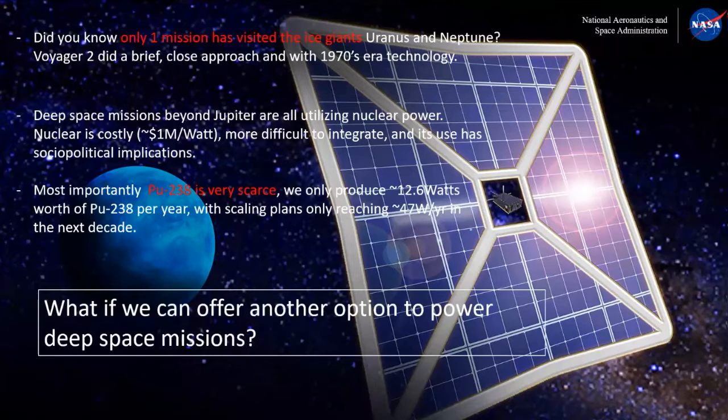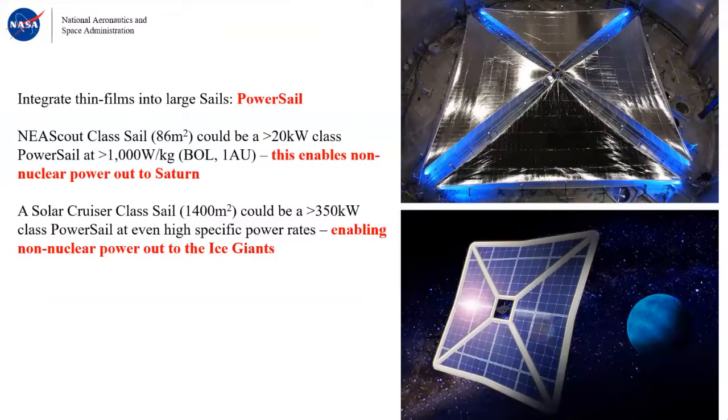So what if we can offer another option to power these deep space missions? So we call this solution the power sail, and it's essentially taking those thin film assemblies that I just showed you and integrating them back onto large solar sails. So instead of those smaller solar arrays that we're creating for small spacecraft, these would be enormous thin film solar arrays that then could take spacecraft deep into space without the reliance on nuclear power.